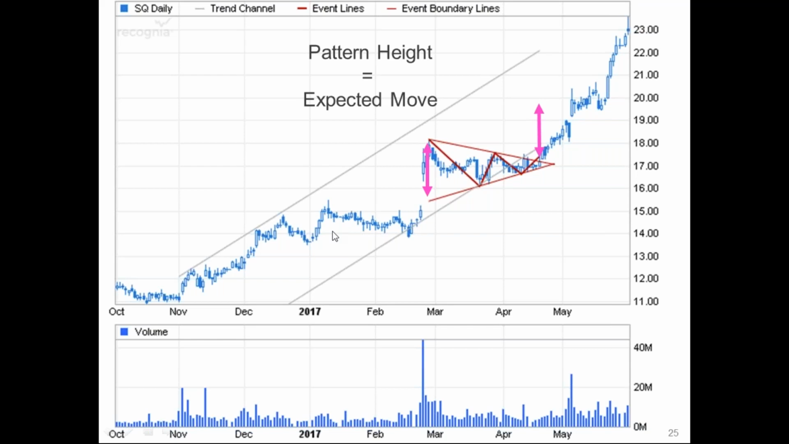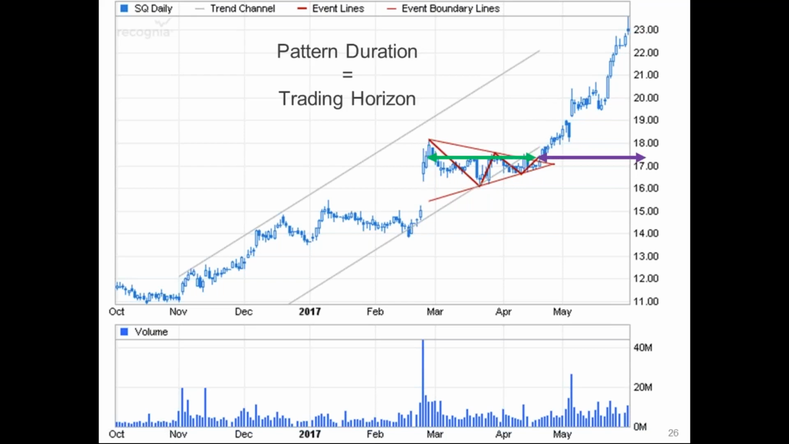In the case of this continuation pattern, we confirmed this at just right around $17, but the height of the pattern suggests we'll move to around 20, which in fact we did do. Now we can also derive what is called the trading horizon, and that is derived by measuring the pattern length. From where the pattern started to where the confirmation occurred, we add that amount of time to the confirmation date, this purple amount here, and that gives us a guideline of how long we think it will take to reach the target price. So they're very actionable in the sense we actually get a target price of where we think the price will go, and a guideline as to how long we think it will take to get to that target.